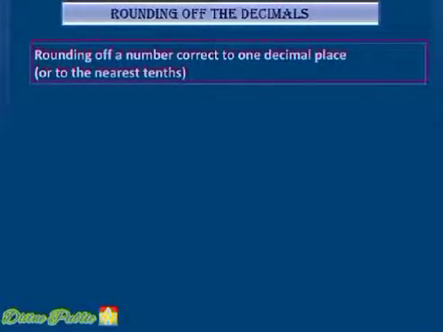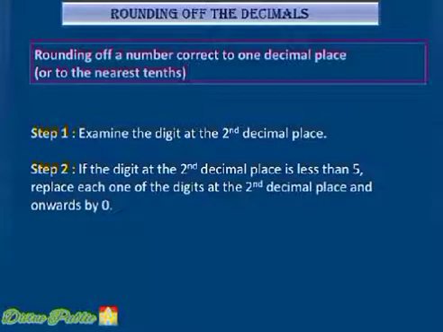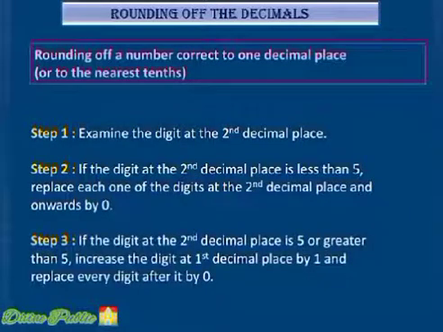Rounding of a number correct to one decimal place or to the nearest tenths. Step 1. Examine the digit at the second decimal place. Step 2. If the digit at the second decimal place is less than 5, then replace each one of the digits at the second decimal place and onwards by 0. Step 3. If the digit at the second decimal place is 5 or greater than 5, then increase the digit at first decimal place by 1 and replace every digit after it by 0.